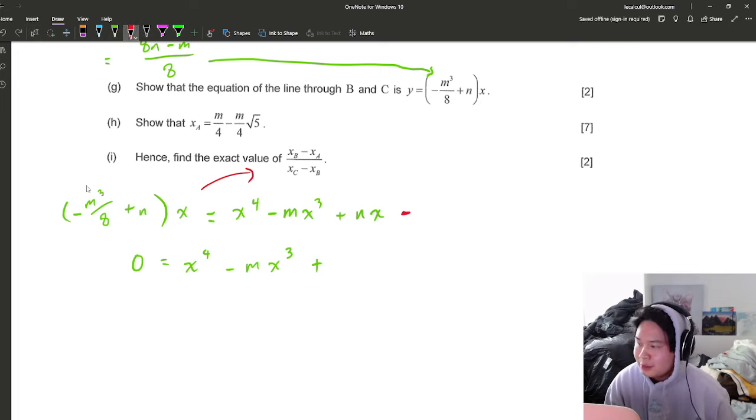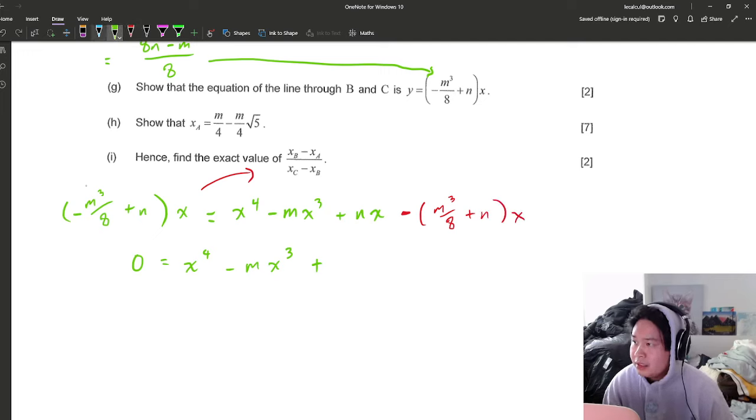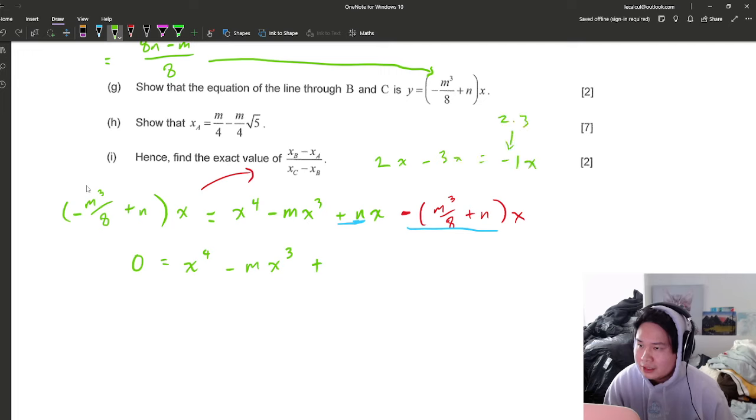Because this is just one term of x. Okay, and then these two are going to subtract together, add together. Like, you know, 2x minus 3x is negative 1x. And then this is 2 minus 3. We're going to do the same thing. So it's n minus... Oh, the n's cancel out. Okay, that's nice. Whatever. Let me just write this out in full.